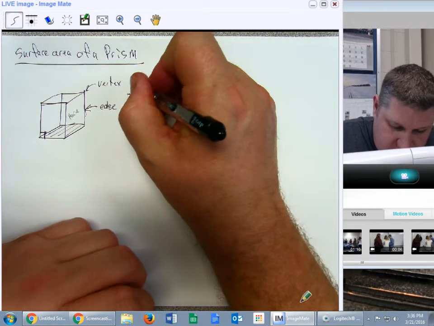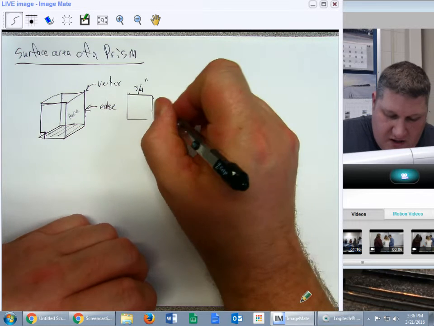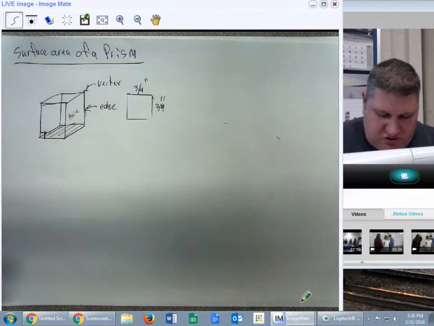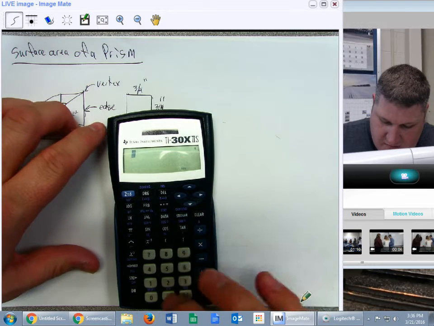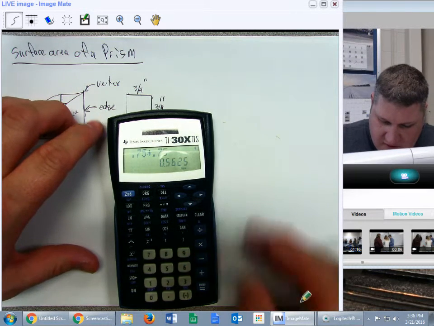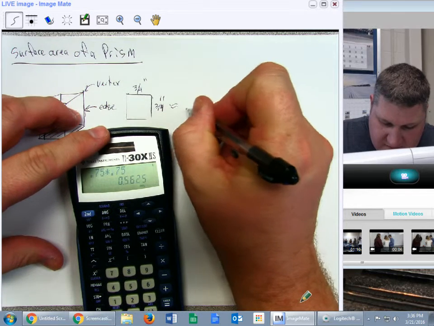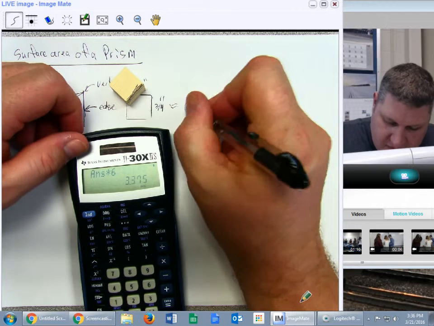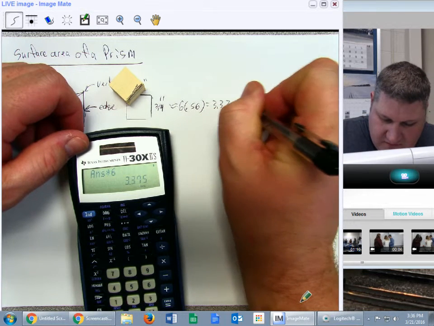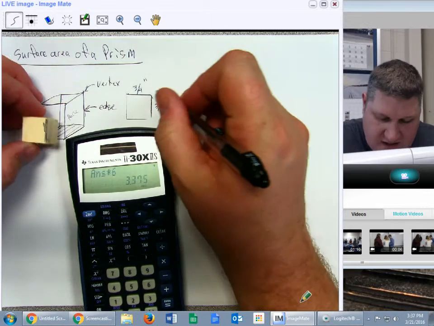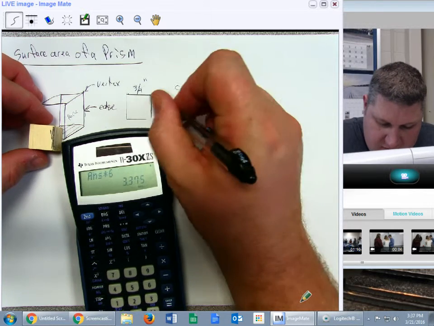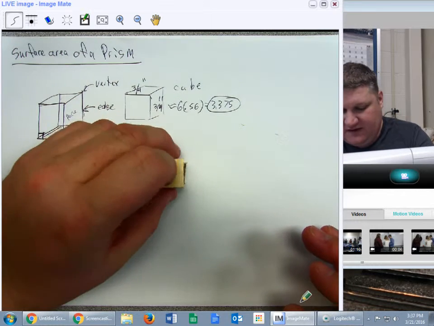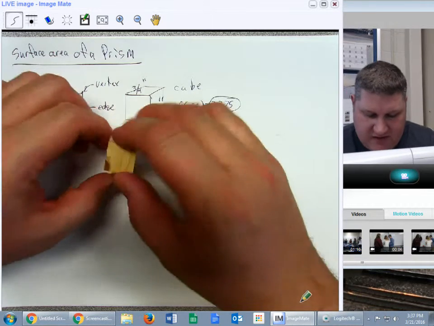Because I cut these, I know that this is 3/4 of an inch by 3/4 of an inch. And so I could say 3/4 times 3/4, 0.75 times 0.75. There you go. And that is 0.56, but there would be, of course, 6 faces, so I multiply by 6, and the surface area is going to be 3.375. Now, that's nice if this were a cube, but the problem is, what happens when it's not a cube? In this case, let's take 2 of these guys, and let's stack them up.